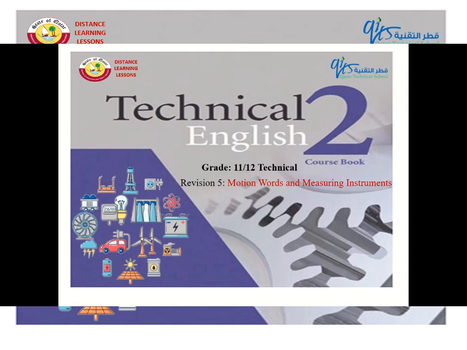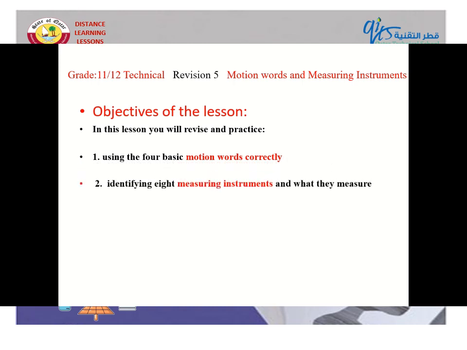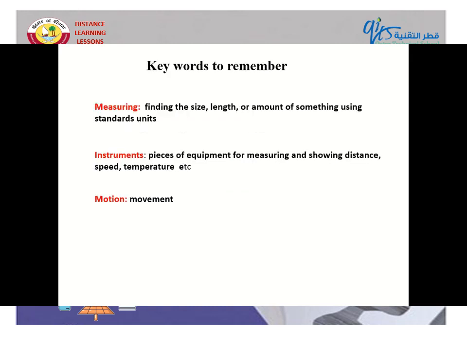This is our revision number 5, and our topic today is motion words and measuring instruments. In this lesson, we are going to revise and practice using the 4 basic motion words correctly. Number 2, identifying 8 measuring instruments and what they measure. You need to remember these words: measuring, instruments, and motion. Motion means movement. You can pause the video at any time and go over the meanings if you need to.